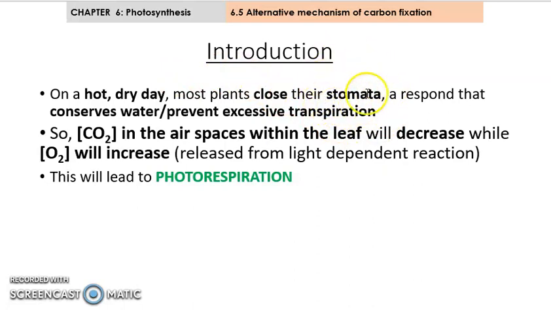Why do the stomata need to close? It is a response that conserves water, or prevents excessive transpiration, meaning it wants to prevent excessive water loss. So what happens? The concentration of carbon dioxide in the airspace within the leaf will decrease, while the concentration of oxygen will increase. Why does the concentration of oxygen increase? Because oxygen will be released from the light dependent reaction.